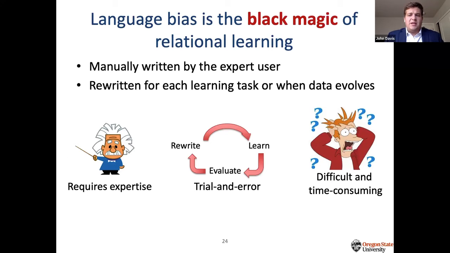While extremely beneficial, language bias is seen as sort of a black magic in relational learning. The process requires significant expertise for a given dataset. Even with the knowledge of the dataset, trial and error to develop the right bias is necessary. Personally, I've spent over 3 hours developing a set of language biases for a dataset that I had compiled and cleaned myself.